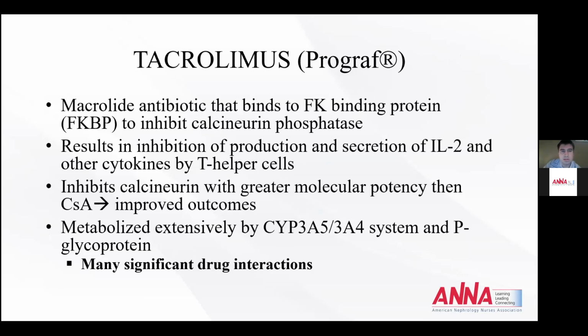So tacrolimus is a macrolide antibiotic that binds to FK binding protein to inhibit the calcineurin phosphatase, and you saw it inside the cell. Calcineurin then helps the proliferation. So what tacrolimus does is it results in the inhibition of the production and secretion of interleukin 2 and other cytokines inside that T helper or CD4 cell.